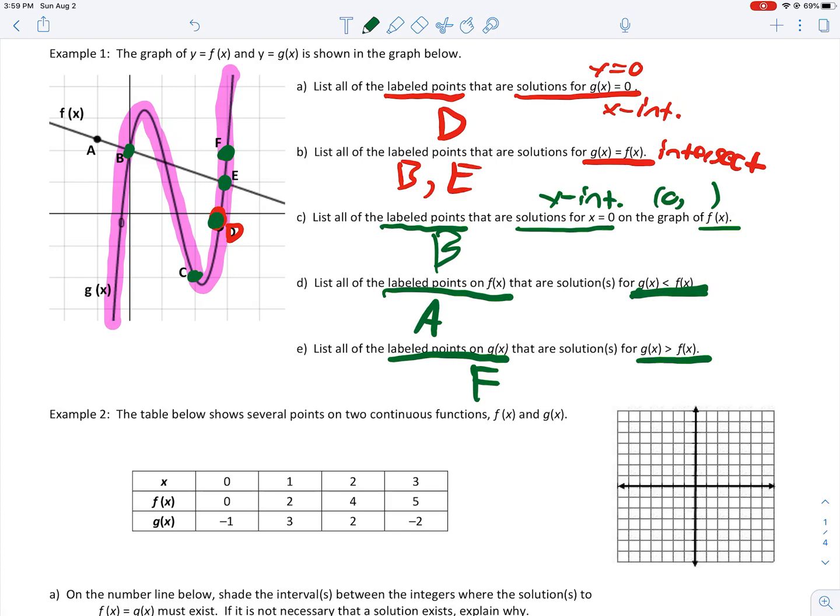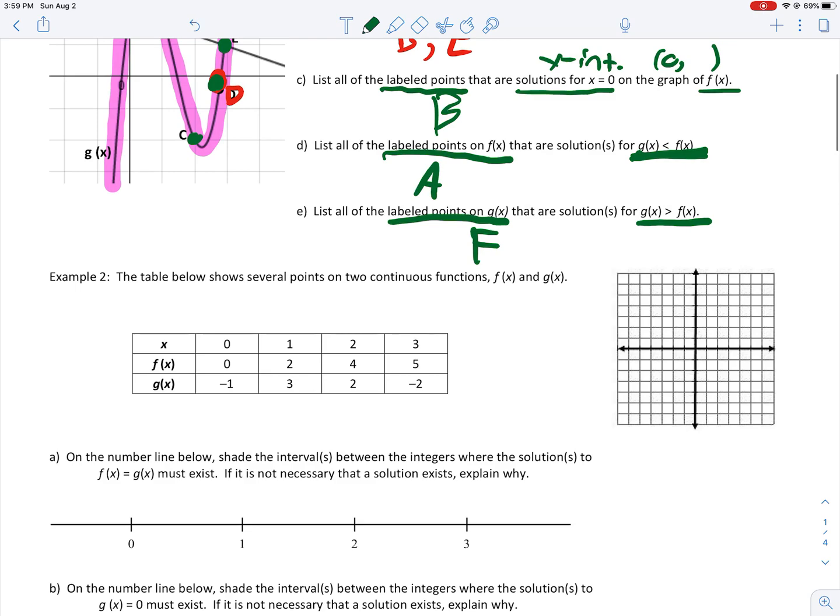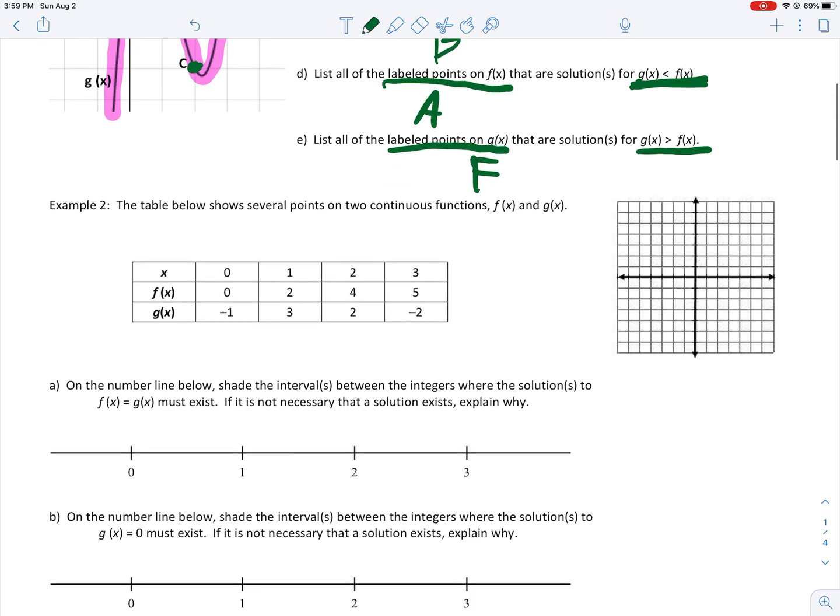Again, this is just interpreting what the graphs are telling you. You really have to understand what the question is actually asking you. Once you understand that, it's not too bad.